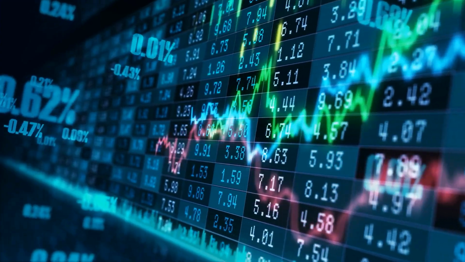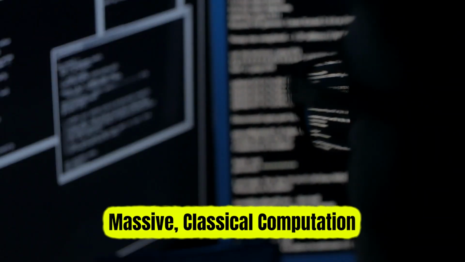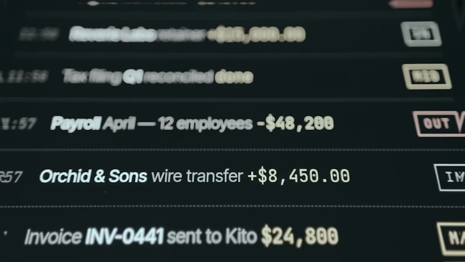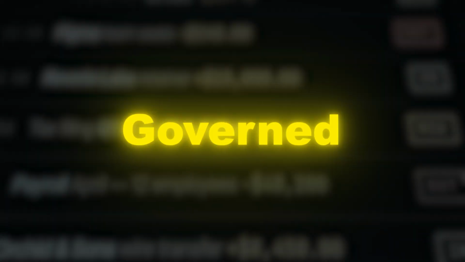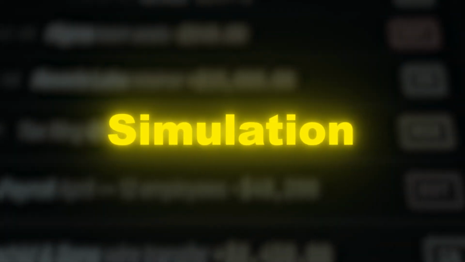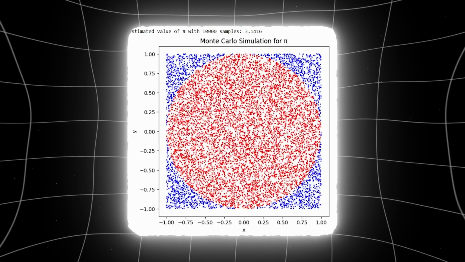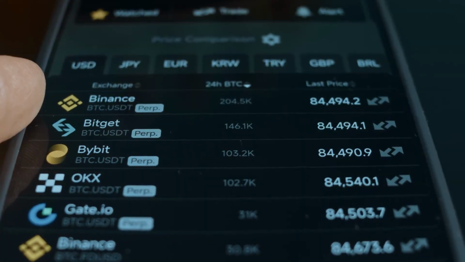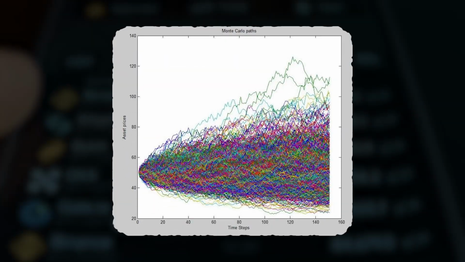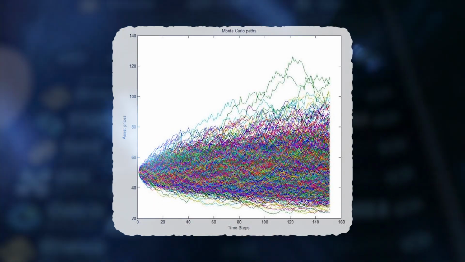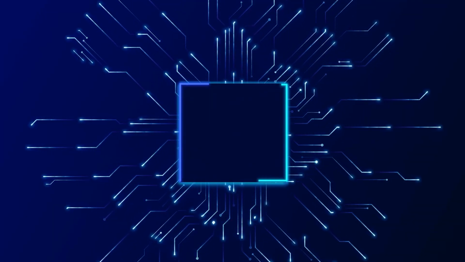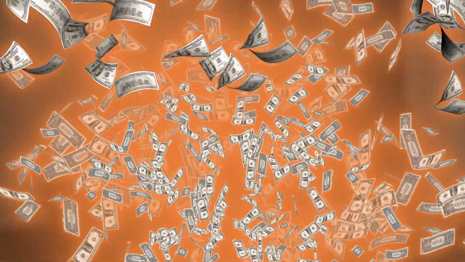The global financial system is currently built on the foundation of massive classical computation. Every day, trillions of dollars flow through markets governed by the Monte Carlo simulation, a method of calculating risk by running millions of random scenarios to predict the future price of an asset. While Monte Carlo has been the gold standard for decades, it is inherently slow and requires enormous processing power. In the high-frequency world of modern trading, even a few seconds of delay can mean the difference between $1 billion profit and a catastrophic loss.